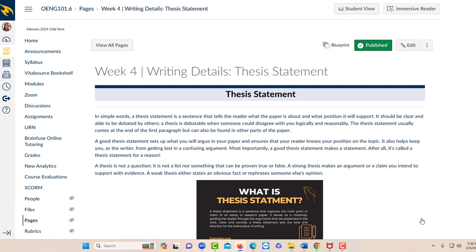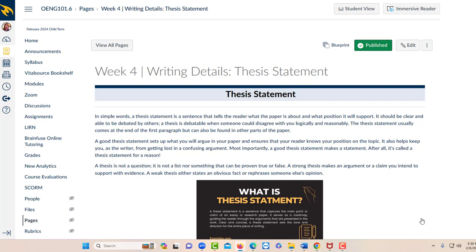Writing details, thesis statement. In simple words, a thesis statement is a sentence that tells the reader what the paper is about and what position it will support. It should be clear and able to be debated by others. A thesis is debatable when someone could disagree with you logically and reasonably.